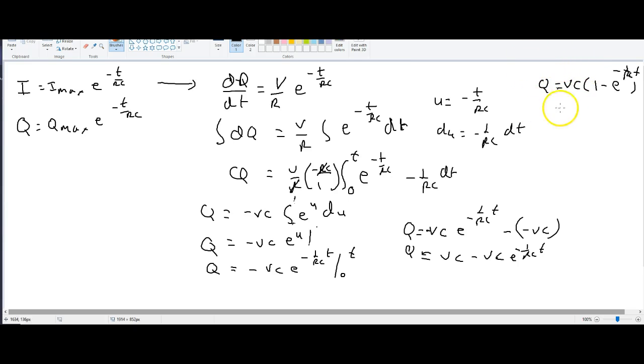VC equals Q from our previous thing. So this is Q, but it's my voltage of the battery. So this is going to be my maximum voltage, which means this is going to be my maximum charge, 1 minus e to the negative t over RC. And so I end up with an expression that basically says my Q equals my Q max, parentheses 1 minus e to the negative t over RC.